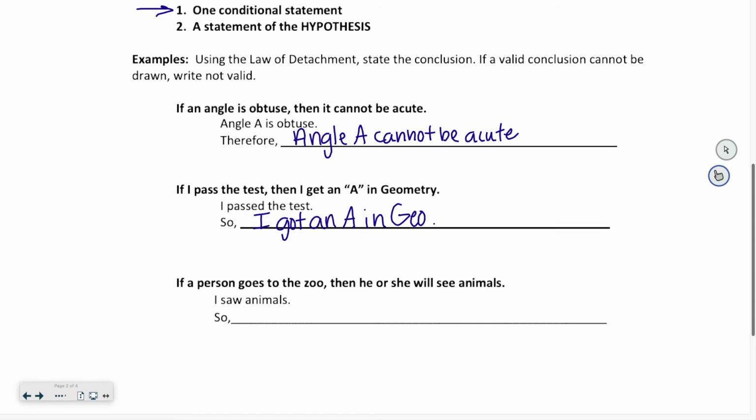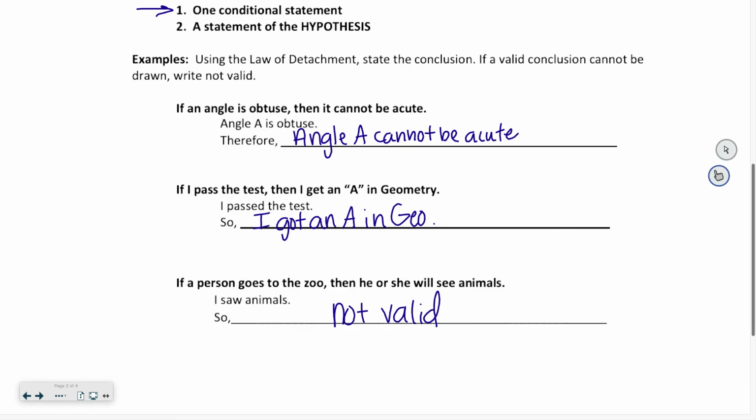Now look at the third one. If a person goes to the zoo, then he or she will see animals. I saw animals. Not valid. Why not valid? Because it doesn't specify that you can't see animals anywhere else. And what did I repeat? I repeated the conclusion. So this is not valid.